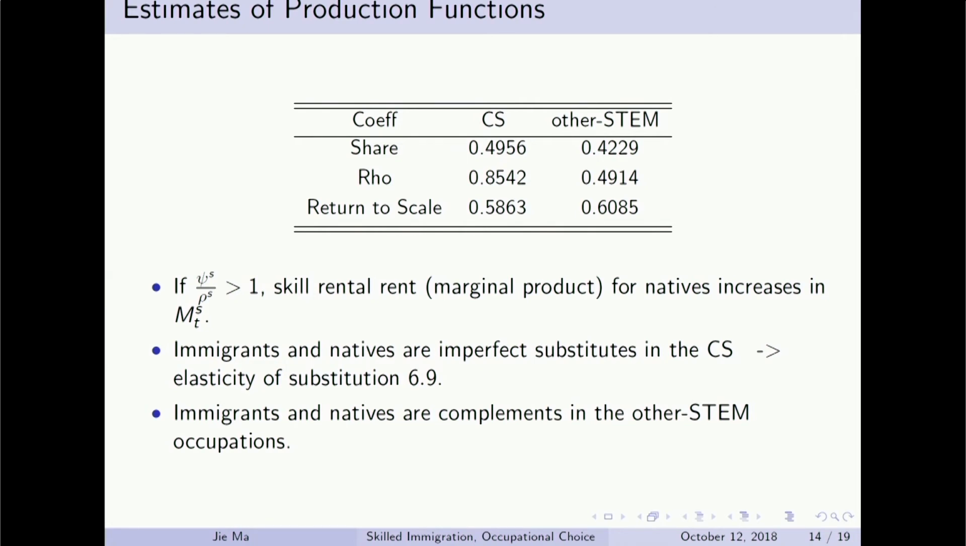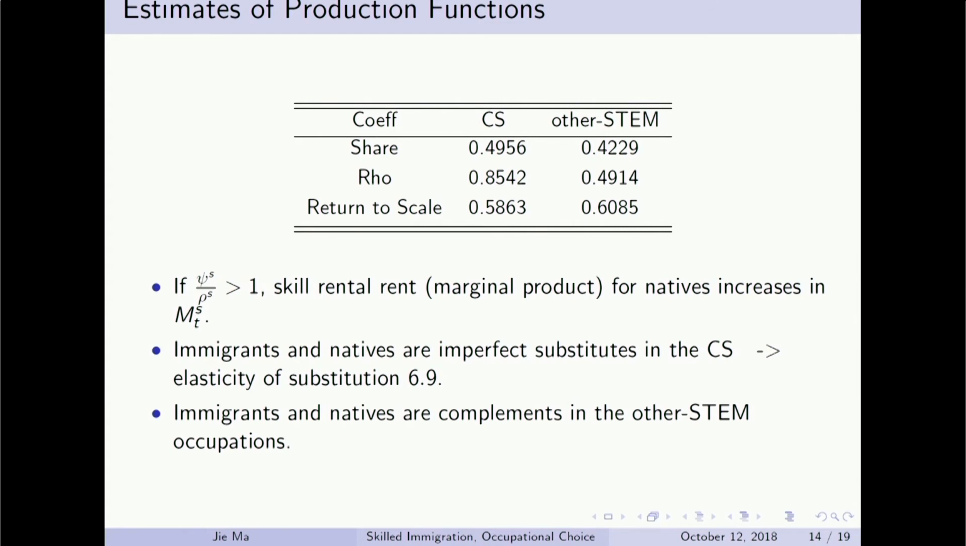My most interesting result comes from the labor demand side. Whether they are substitutes or complements really depends on the ratio of psi over rho. That's the curvature of my production function over the substitutability between native and foreign workers. If this number is greater than 1, that means there is complementarity: the inflow of foreign immigrants will actually increase the wages paid to domestic workers. That's the ratio between my third line over the second line.